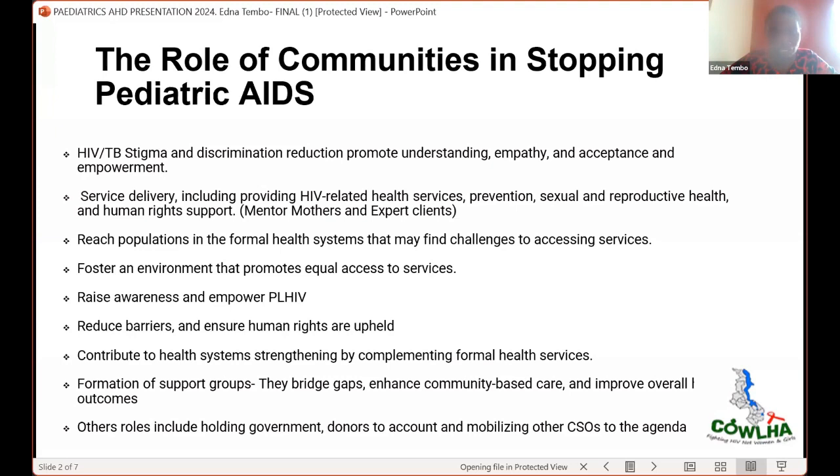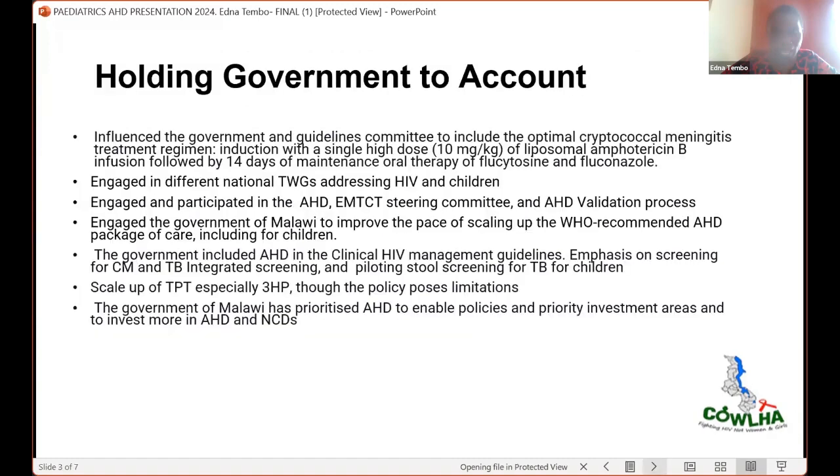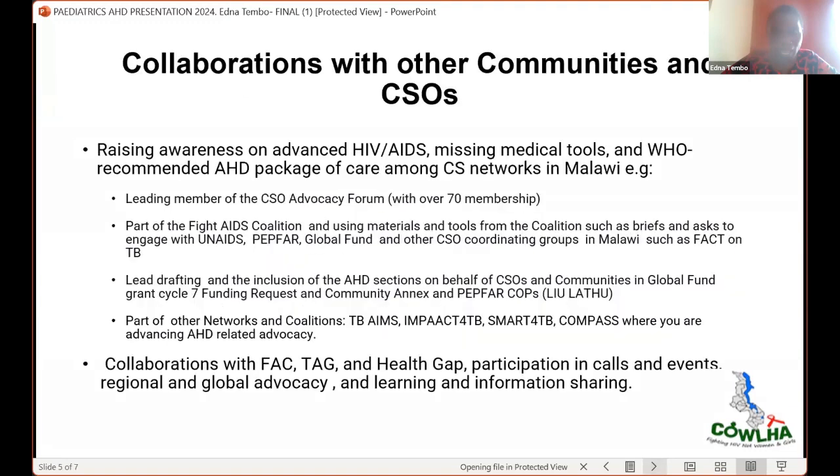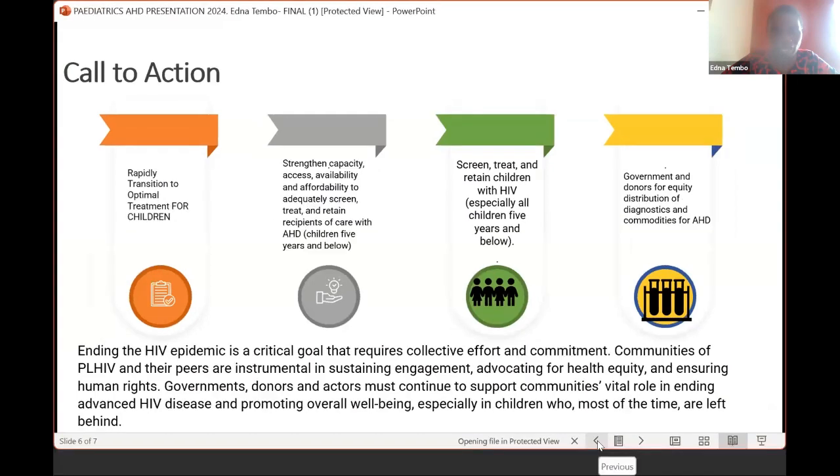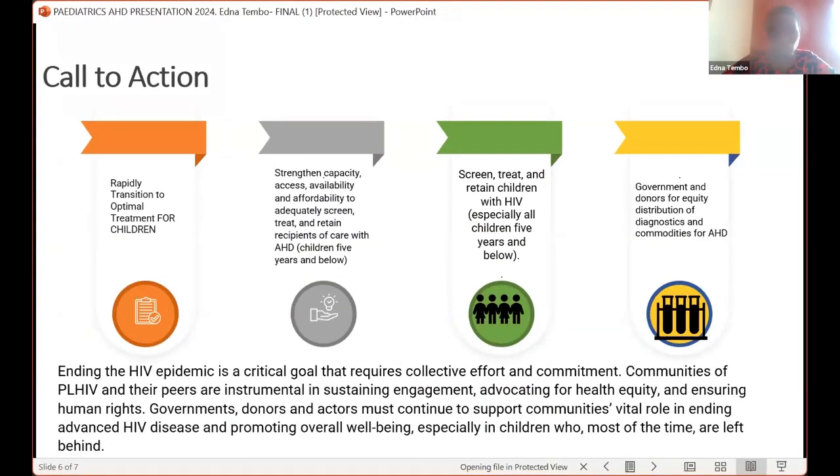I'll not go into details of everything, but as you know, communities have a role in advocating for change in policy, and also making sure that they are working in partnership with the government, donors, and all those people who are responsible for policies as well as service provision. In this slide, I've also mentioned some of the things that communities will do, but because of time, I'll not go through them. Let me jump to the last two slides at the end, with the government to hold them accountable, donor communities, as well as collaborating with other NGOs in the community.